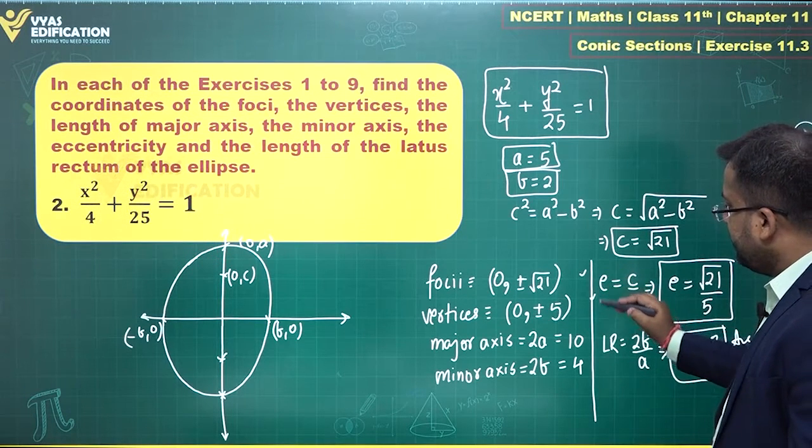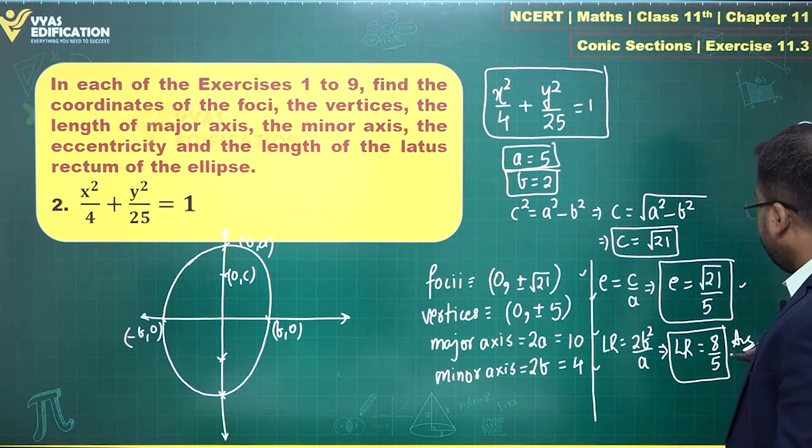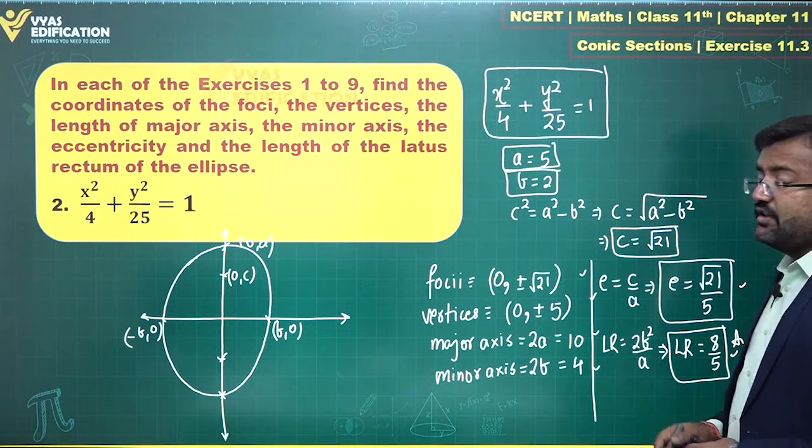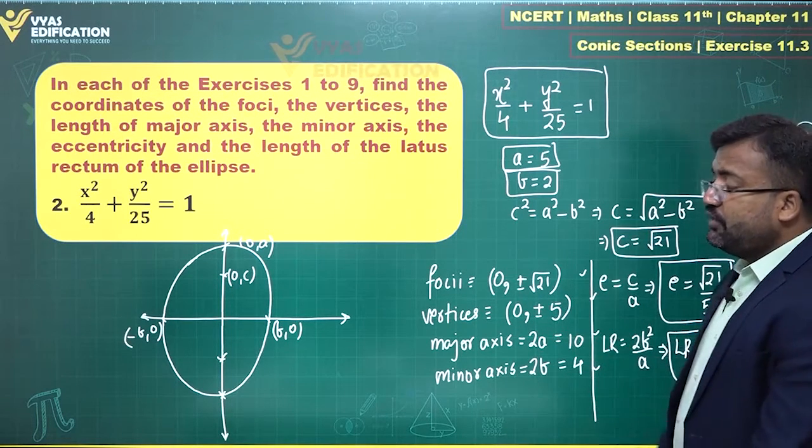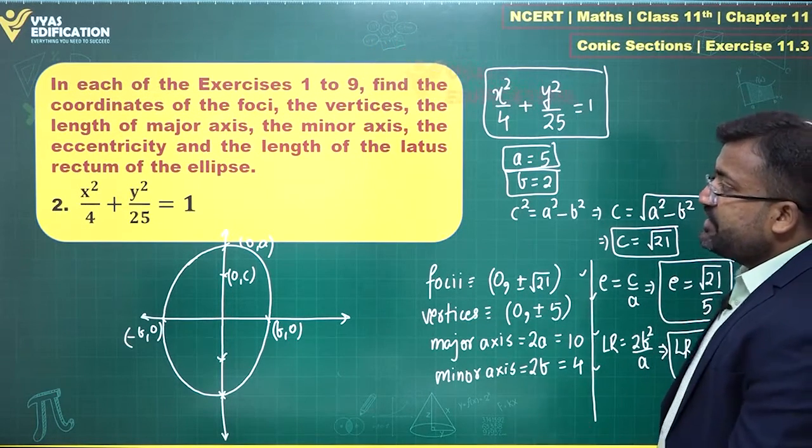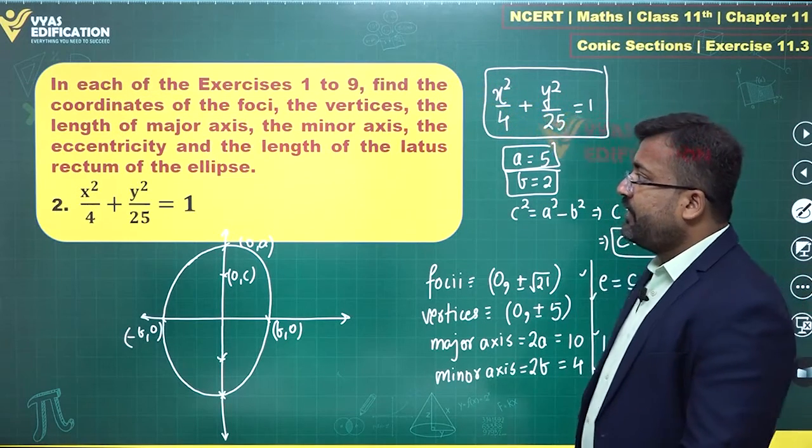Okay, this and this. Those are the 6 things that were asked in this question, and we have found all of those things one by one. That's a complete solution of this second question.